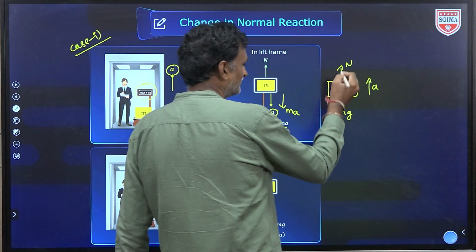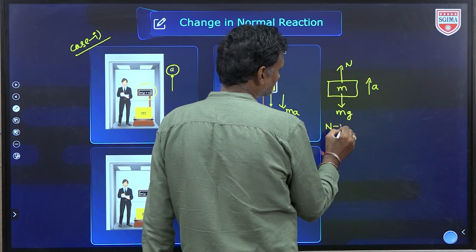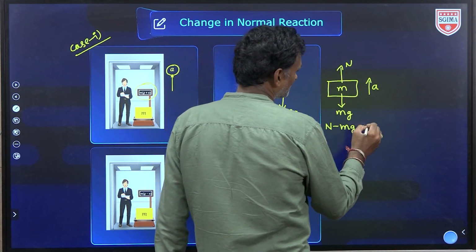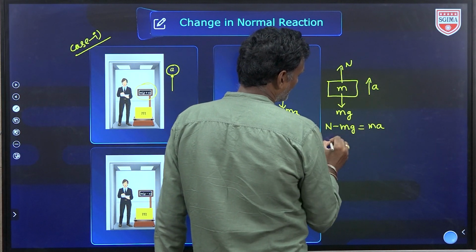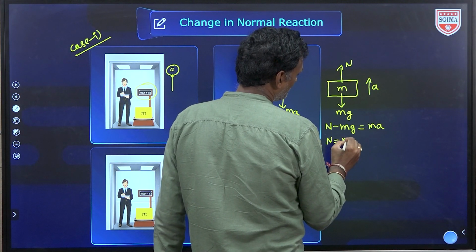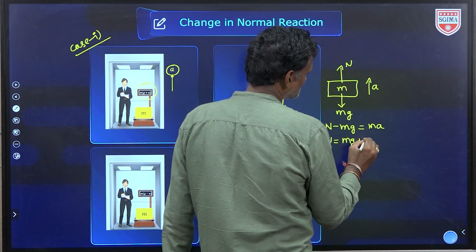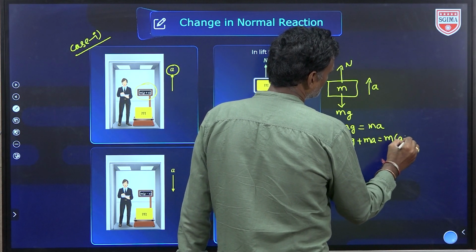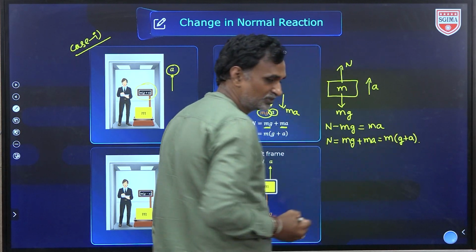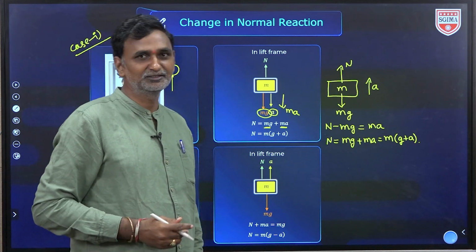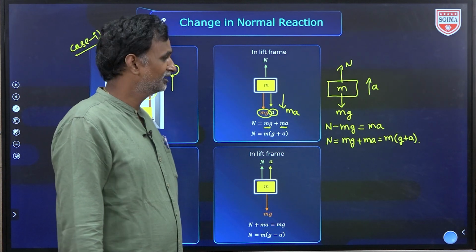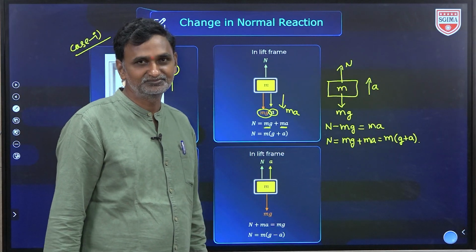So N minus mg equals ma. Then we can write N equal to mg plus ma, where N equals m into (g plus a). This is the normal reaction, or we can say the weight shown by the weighing machine in case of an accelerated frame.